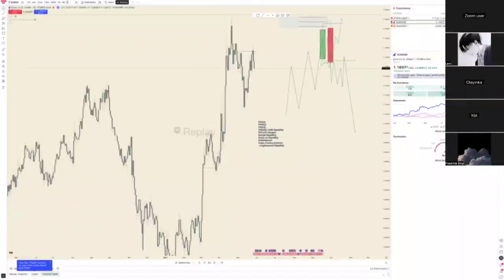So now we're going to focus on trendline liquidity, filled ranges, range liquidity, draw on liquidity, and imbalances, traps, inducements, engineered liquidity.